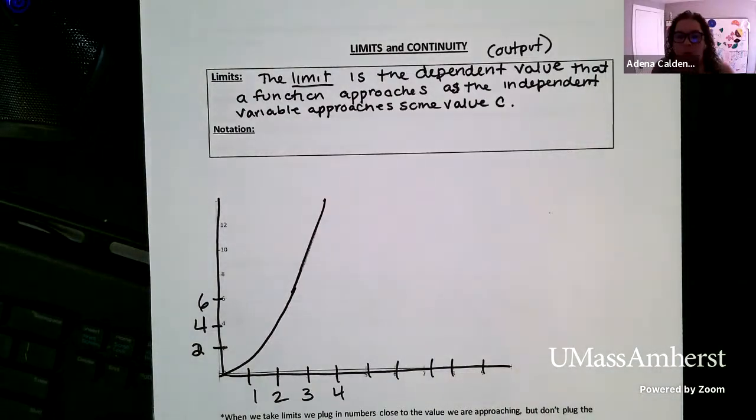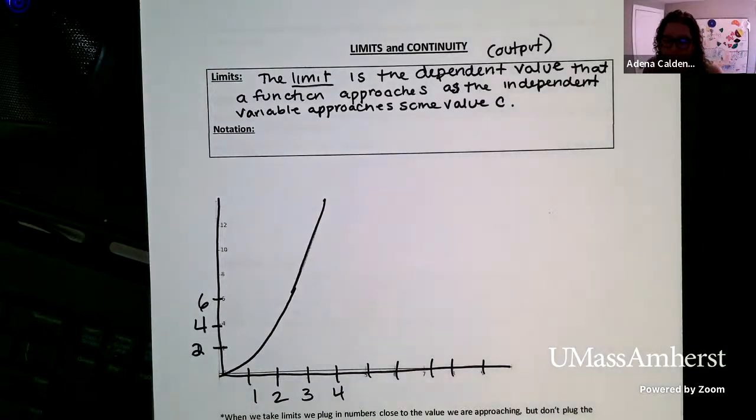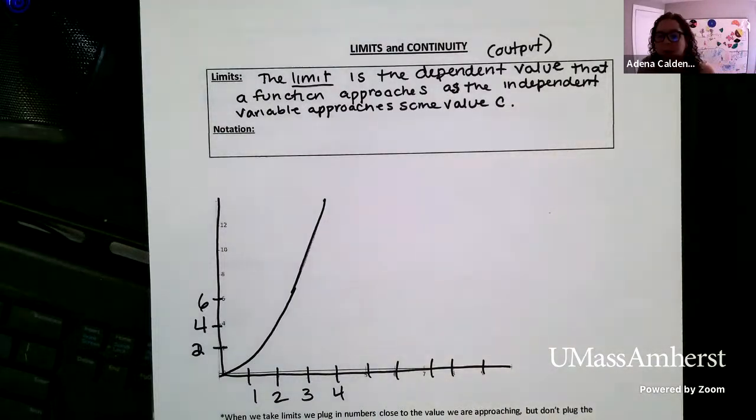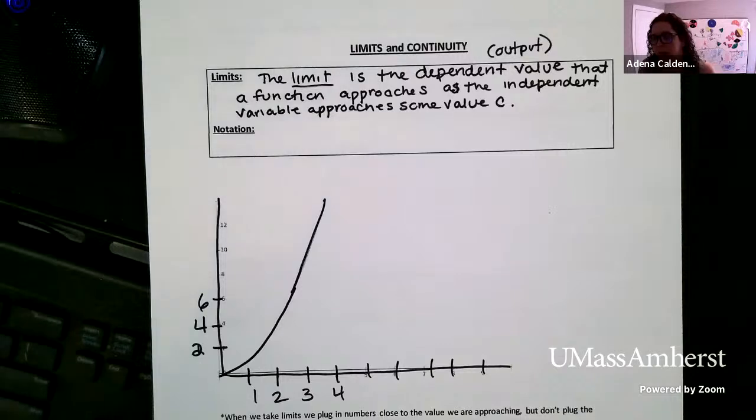So what does this mean? We are looking for a y value or dependent value that comes up when we get really, really close to some independent value. We're going to start by looking at this visually. We'll do lots of examples on how this works, but the idea is that our independent variable is approaching some number, and when that happens, we want to know, well, what is happening on the dependent axis? What number are we approaching there, if any at all?